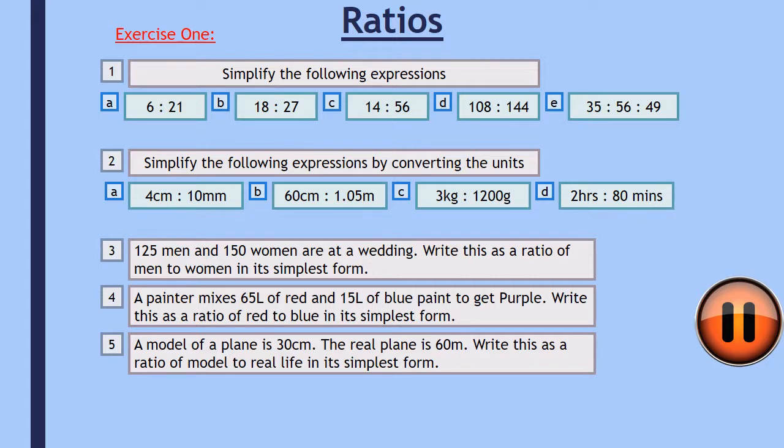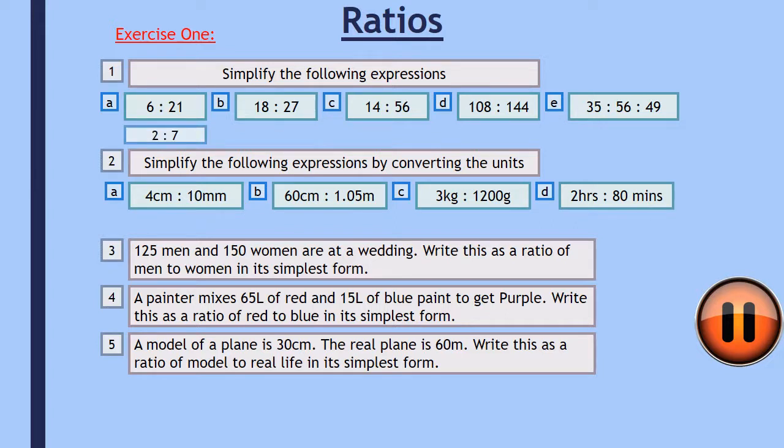Excellent. Now let's go through the answers. For number 1, it says simplify the following expressions. So A is 6 to 21. How would we simplify that? Well, in order to do that, we know we need to divide both of those numbers by 3. That's their highest common factor. So we get 2 to 7.